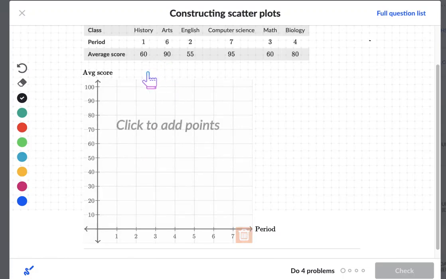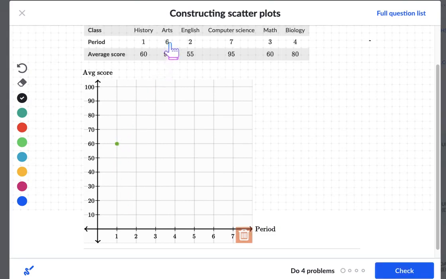So we have the average score of 60 for first period, which happens to be a history class. First period, 60. Arts is 6th period, and that's a 90. The other thing they could think about is maybe the time of day that'll affect the scores. Maybe you're sleepier later on. Okay, second period is English, and that's a 55. Or maybe people like English more or don't like English as much. So 2 matches up with a 55 for English.